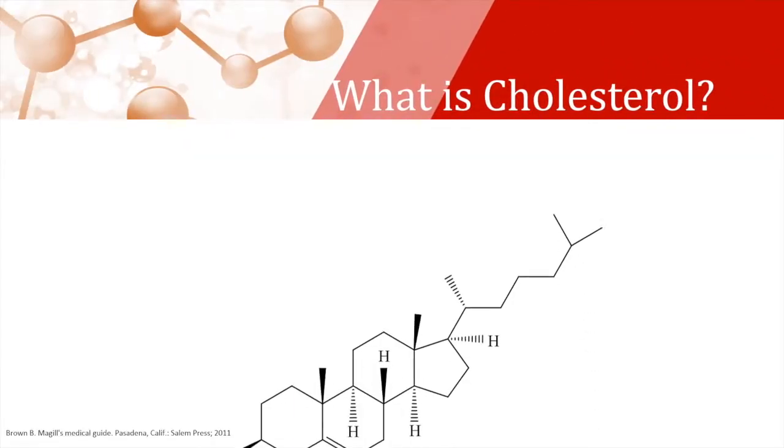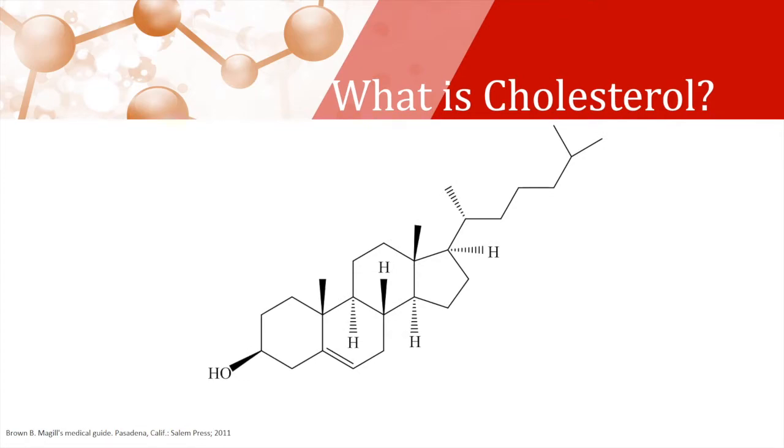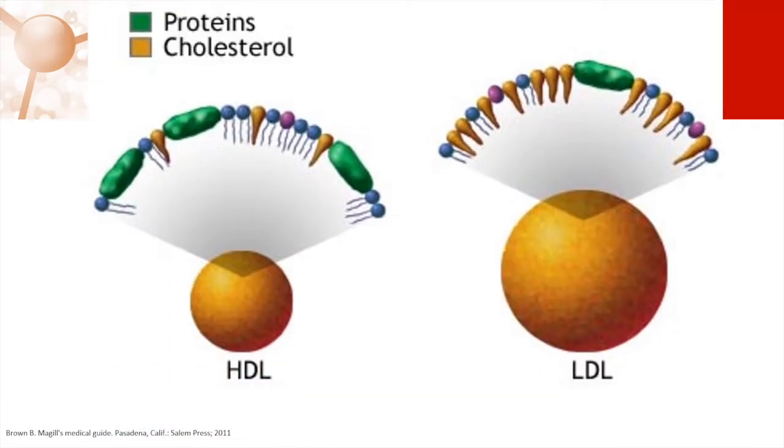Cholesterol is a fatty, modified steroid which is insoluble in water. It can be taken in through the diet or synthesized in the body and is a precursor for many important steroid hormones. Cholesterol and proteins combine in the blood to form lipoproteins used for transport. There are two main types of lipoprotein: high-density lipoprotein, or HDL. This is known as good cholesterol. And low-density lipoprotein, or LDL, is known as bad cholesterol.